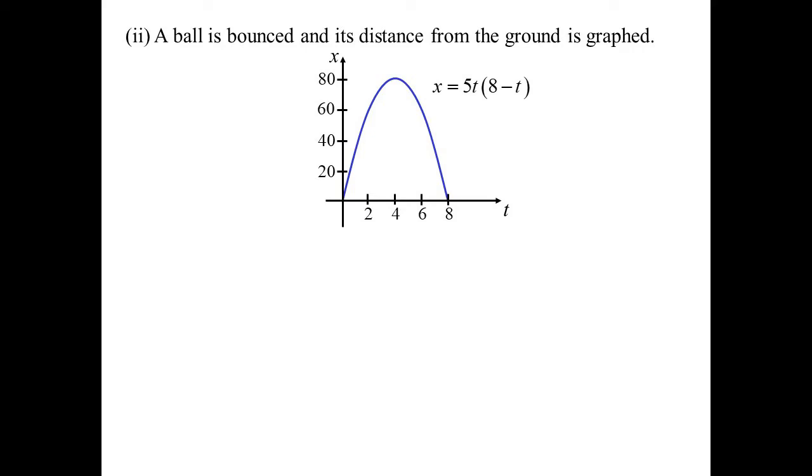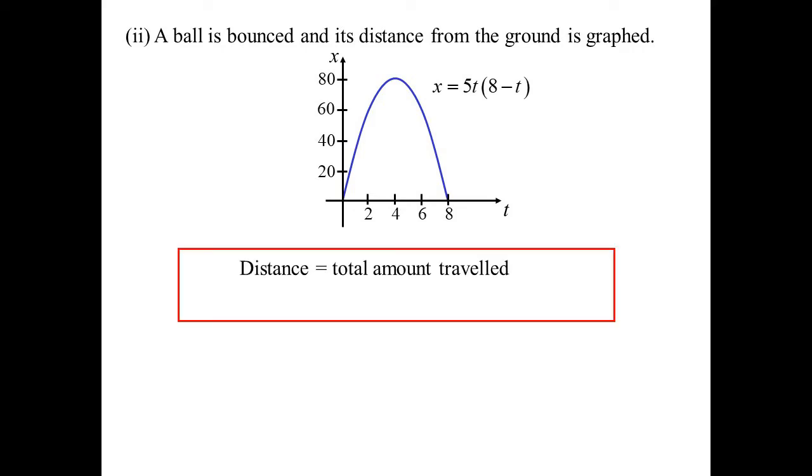So as it goes up, the distance is getting further and further away, so it's increasing. It'll stop and then come back down. Now we could actually work out an equation for this. It turns out to be a parabola, and it's 5t(8 - t). The distance, remember, is the total amount travelled. We now have another expression called displacement. Displacement is how far we are from our reference point, usually the starting point.